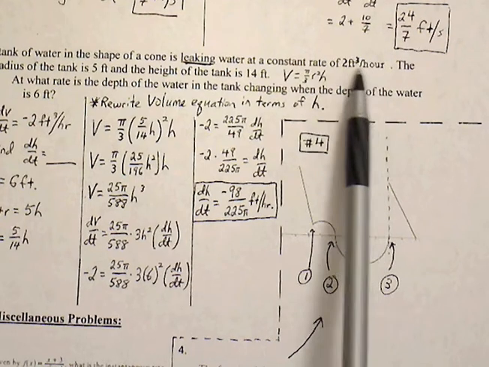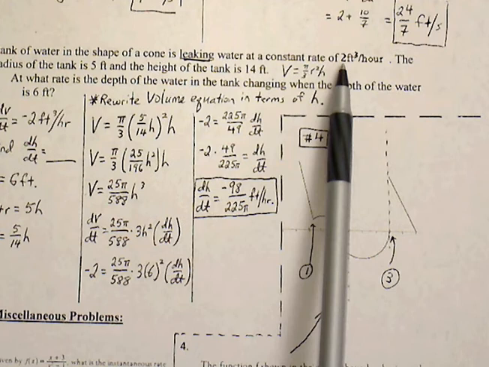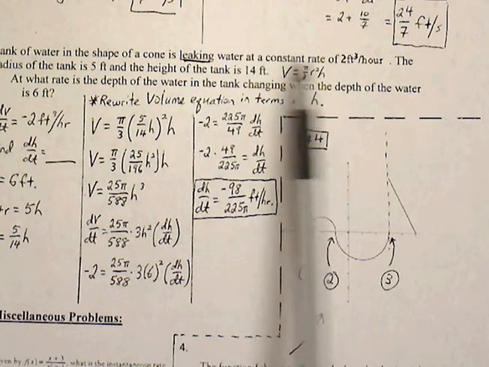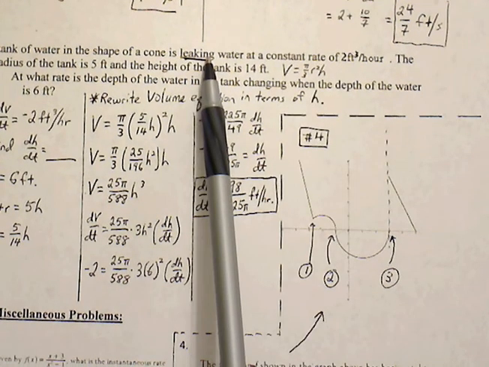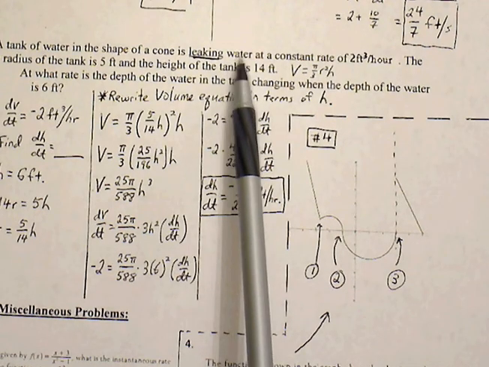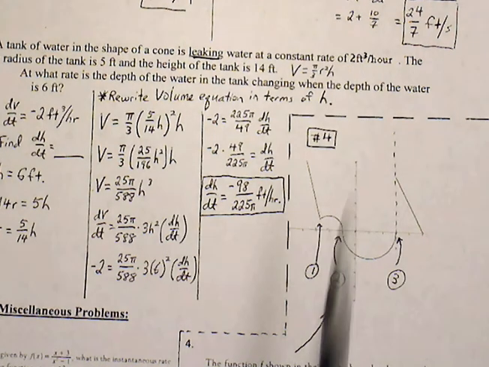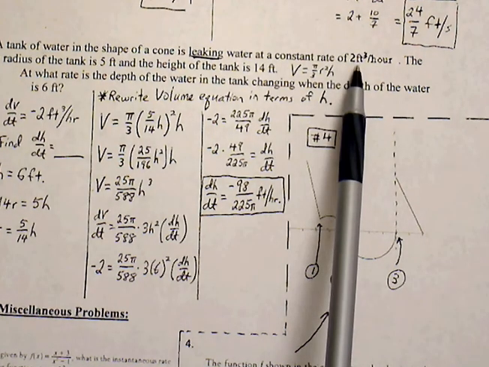And so we know that 2 is referring to dV/dt, and we see that water is leaking out. So we know that water is going to be decreasing over time, and because of that, we know we have to have the rate for dV/dt being negative.